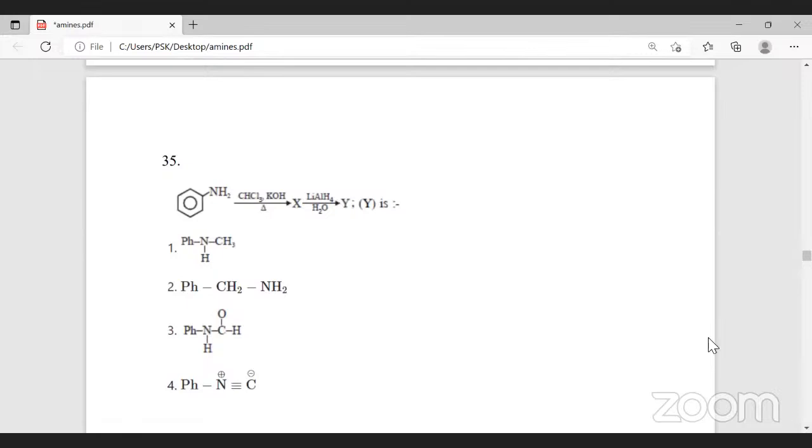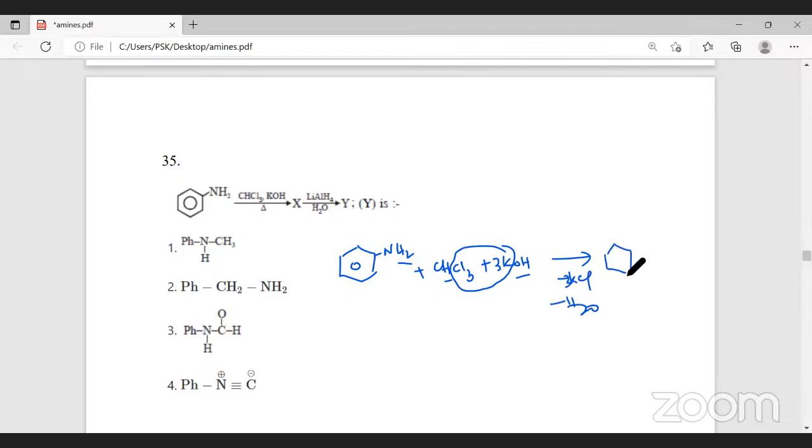The next reaction: this is an aromatic primary amine reacting with chloroform and potassium hydroxide. It is the carbylamine reaction. This NH2, when reacted with chloroform and potassium hydroxide, 3 KCl gets eliminated, and 3 water, and we get an isocyanide. Here, N and C. This is X.